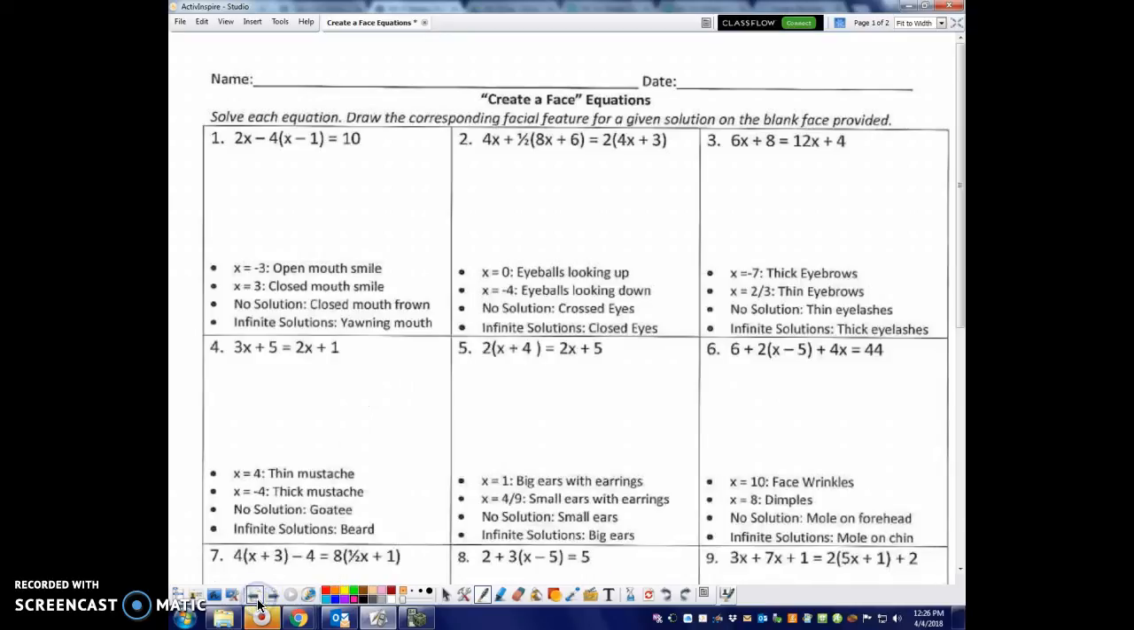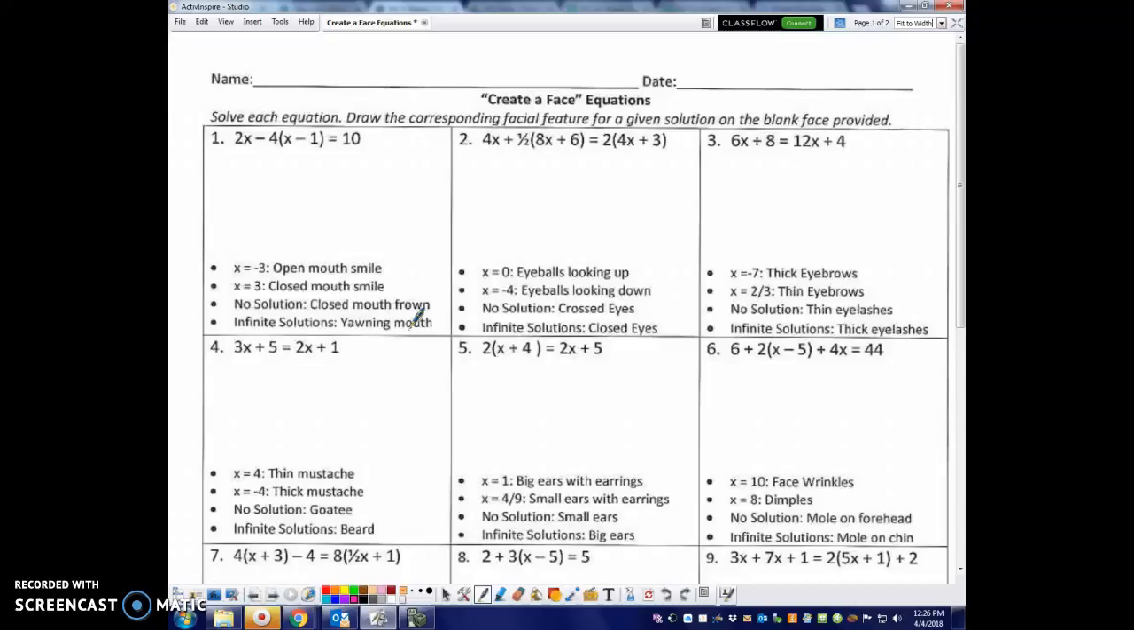You're going to be doing whatever they say. So it might be open mouth smile, closed mouth frown, yawning mouth, okay? You'll just be adding to the picture as you go along. But again, I will say, submit your answers before you draw the picture, okay? I think that's super important to submit your answers first. That way you don't draw the wrong thing or do the wrong thing, and that way you'll have time to still get credit and then play and draw your picture, okay?